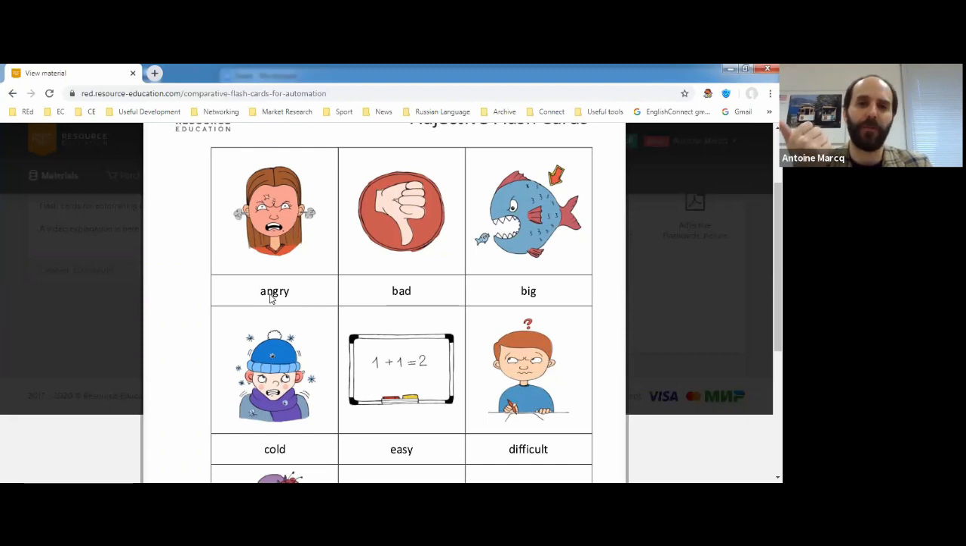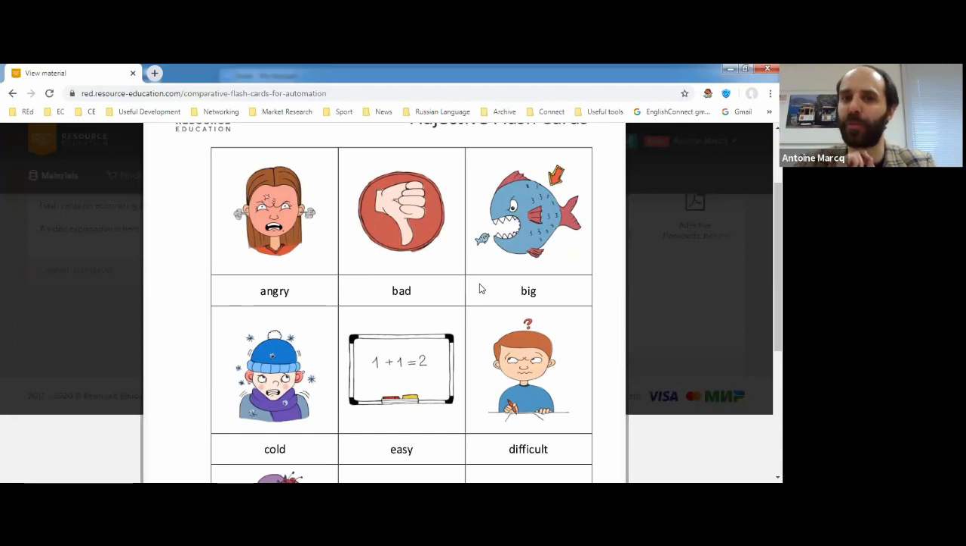So match in memory, of course, for P1s to associate them. But the card flips, the grab game, things like that, we played that, and she tried as fast as she could. So angry, angrier, and the angriest. Bad, worse, the worst. Big, bigger, the biggest. You can also cut these cards so that you only have the picture.